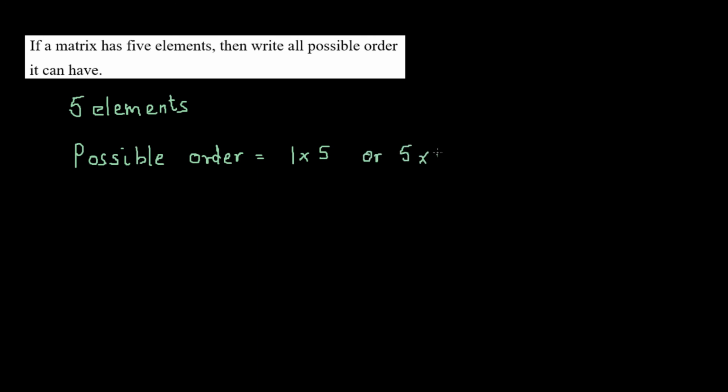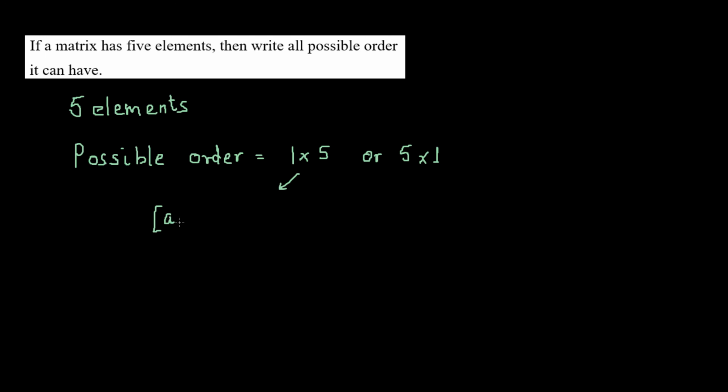Now, if a matrix has 5 elements, then write all the possible orders it can have. So it has 5 elements. So the possible order will be either 1 cross 5, that means it has 1 row with 5 columns, or it could have 5 rows and 1 column. That's the only possibility for this one. Well, the matrix will be a row matrix.